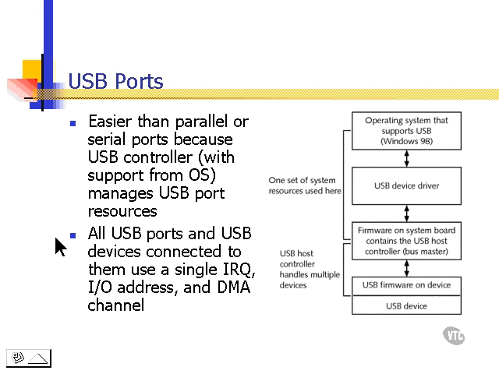All USB ports and USB devices that are connected to them use a single IRQ, a single I/O address, and a single DMA channel. So you can see that since we only have a certain number of these resources to go around, being able to use these resources for a chain of devices rather than just for one is an extremely efficient way to use the resources.